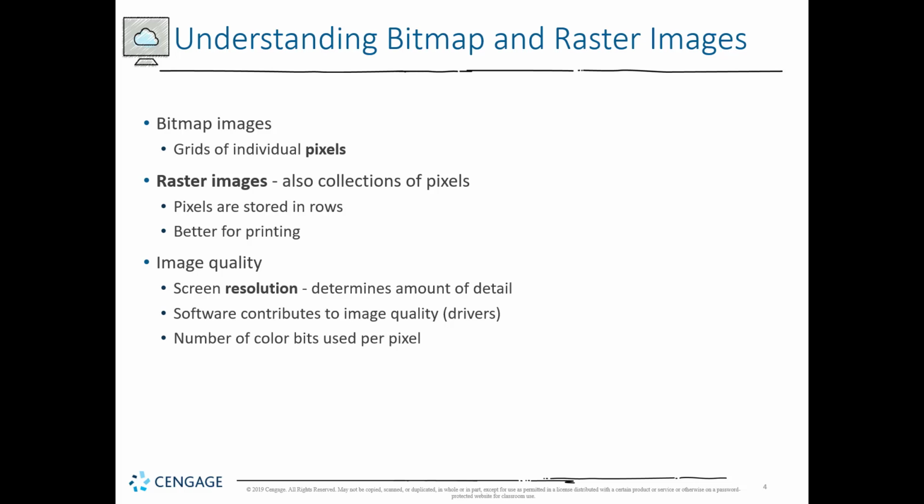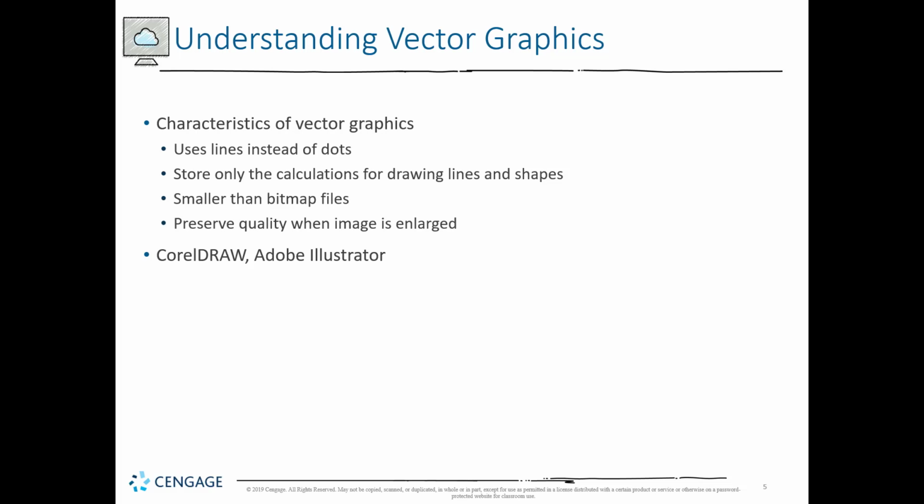Now, when we compare that to something like a vector graphic, vector graphics use lines instead of dots for displaying images. So they store the calculations for the drawing of the lines and the shapes. They are typically smaller than a bitmap file, and they do preserve the quality when the image is enlarged. With a bitmap, as you try to scale it up, as you try to enlarge it or blow it up, the DPI don't always scale very well. Examples of vector graphic tools are things like CorelDRAW or Adobe Illustrator. Those are two of the big ones, Adobe Illustrator probably being the larger of the two.